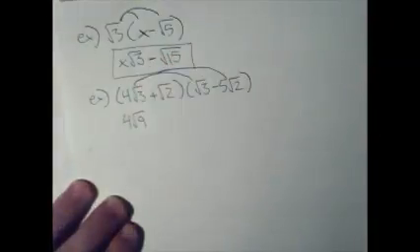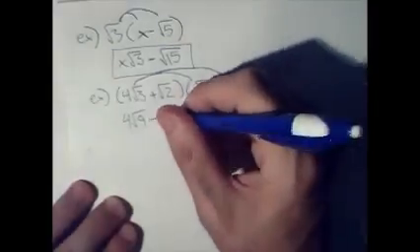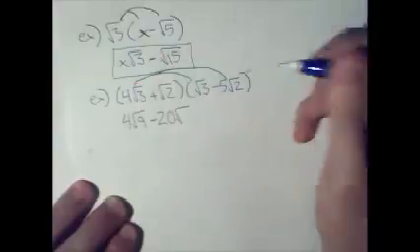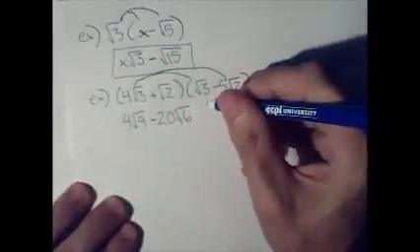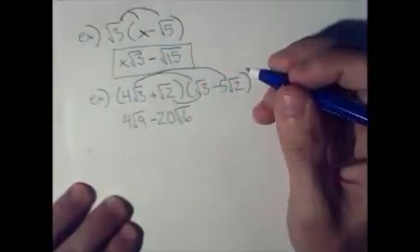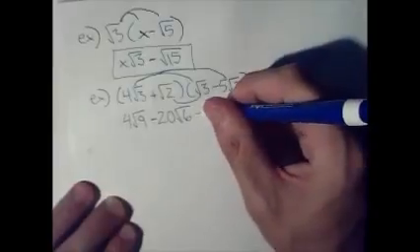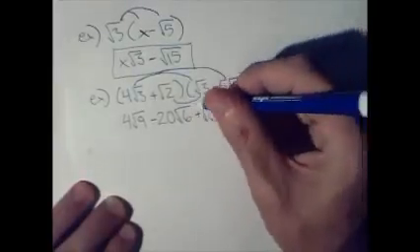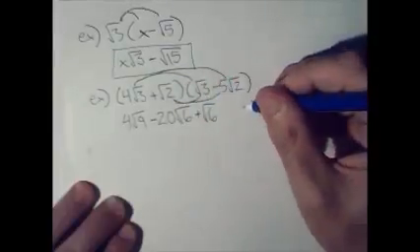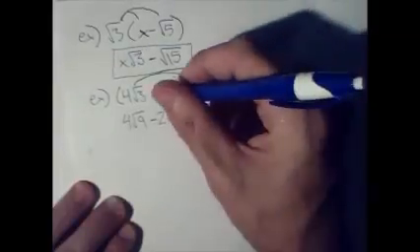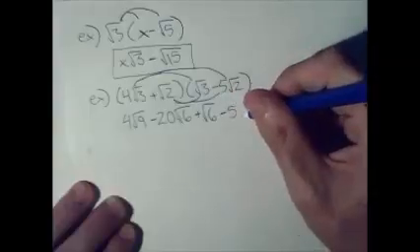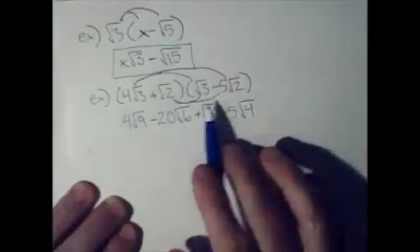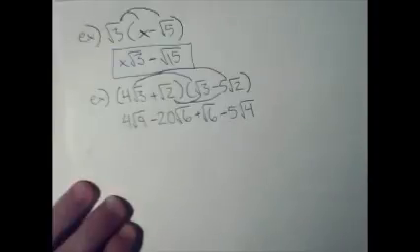4 root 3 times negative 5 root 2 is a negative, 4 times 5 is 20. Square root of 3 times 2 is 6. Distribute the square root of 2. Square root of 2 times square root of 3 is square root of 6. Square root of 2 times negative 5 root 2 is negative, positive times negative, 5 root 4. Multiply your coefficients, multiply your radicands, just don't mix and match.